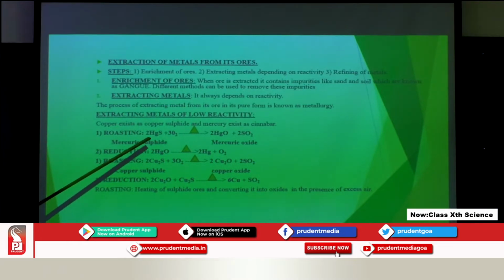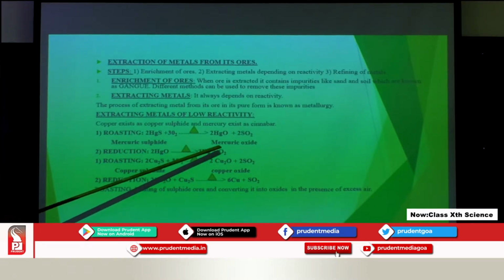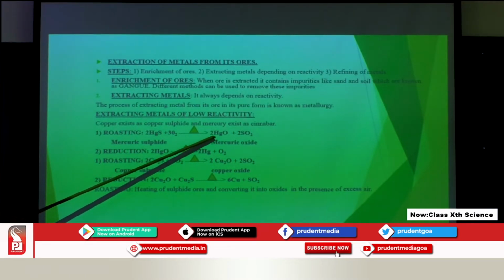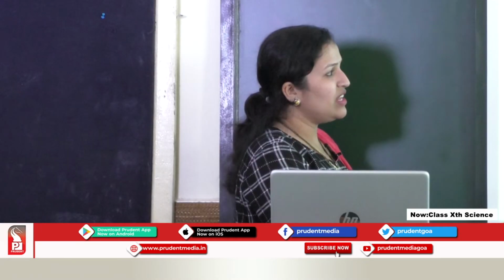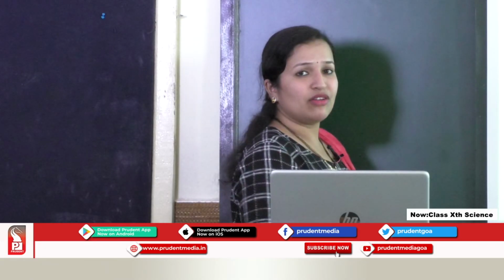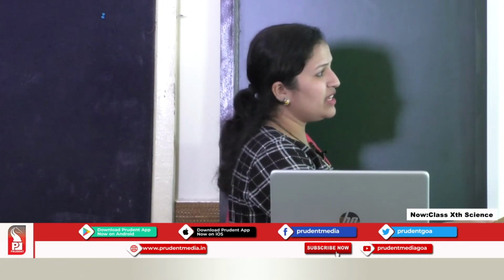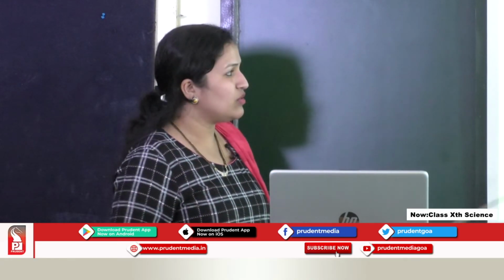Now the second step after roasting will be reduction. Here we have mercury in its oxide form. We want pure metal. This is not a pure metal, it is the oxide of a metal. If we want to remove this oxygen, we have studied in the earlier chapter, removal of oxygen means reduction. So how to remove that oxygen? Again it is heated, but now oxygen is not supplied. So we are reducing it. After reducing we see the formation of mercury, the pure metal is obtained, and in this process oxygen gas is given out.